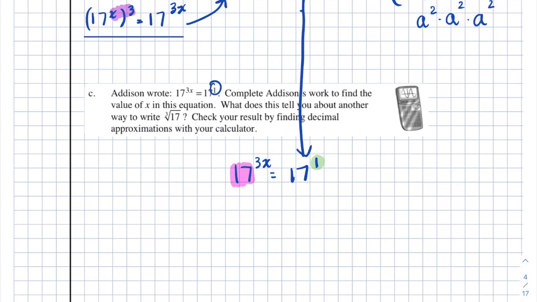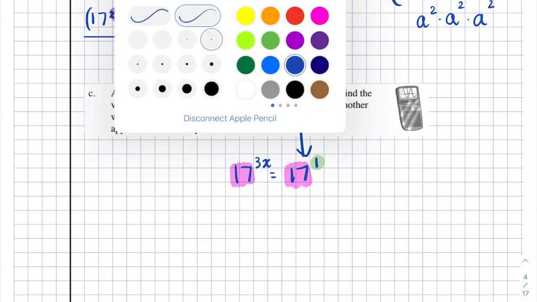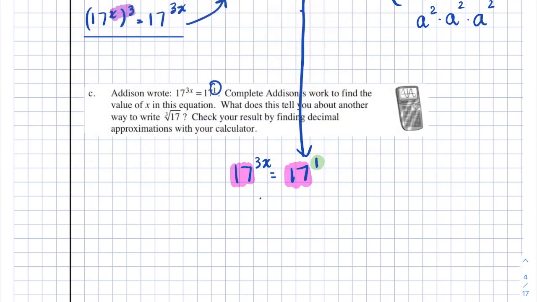Because this is a base and that is a base and they're the same. If the bases are the same, we know that the exponents are going to be equal. So we know that 3x is equal to 1. I know that 3 times x, they're being multiplied. So in order to undo, I need to divide. So x is equal to 1 over 3.